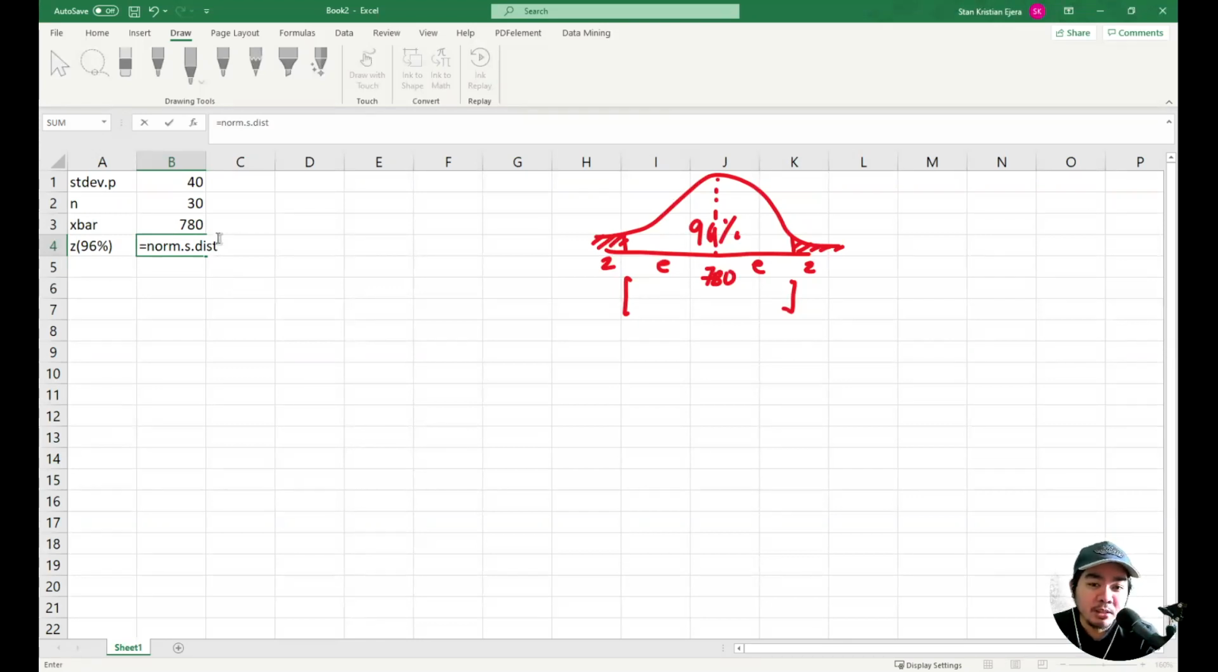When it says dist, it means you are given a certain z-score, and what you look for is the area under the curve. Okay, so that's what it means. And inverse is the opposite. Given a particular z-score or a particular value on the x-axis, you look for the area under the curve.